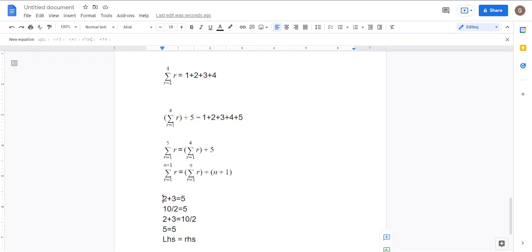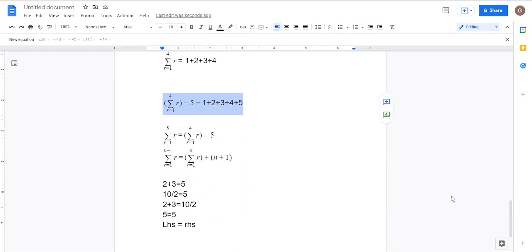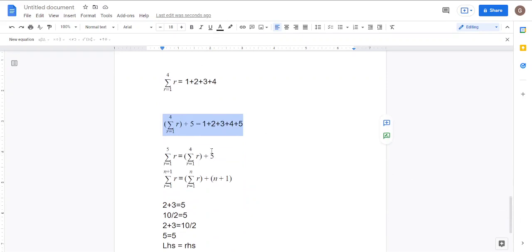Correct? You agree with this part? Right. So the same thing here. We have the sum of r from 1 to 5 being equal to this, 1 plus 2 plus 3 plus 4 plus 5. And we also said if we added 5 to both sides, we would get this. If both of those are equal to the same thing, we can equate them. So the sum of 1 to 5 of r and the sum of 1 to 4 of r plus 5 will be equal to the same thing.